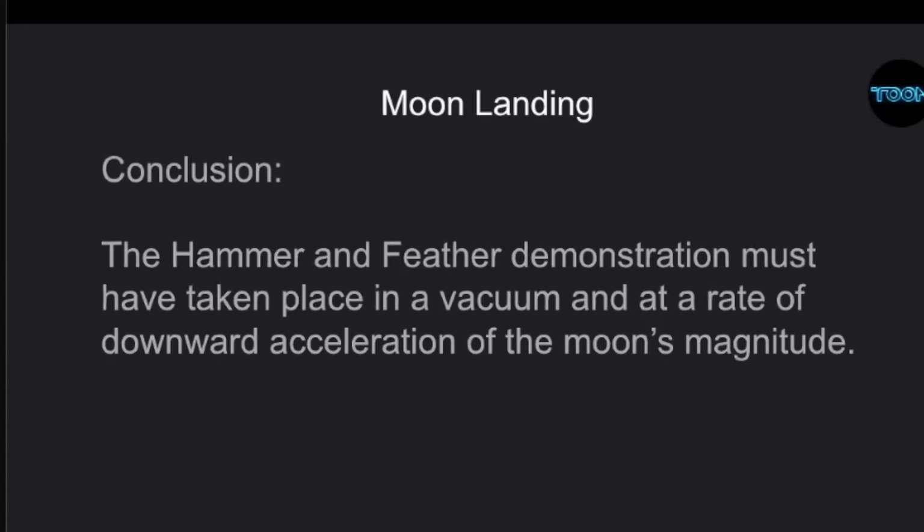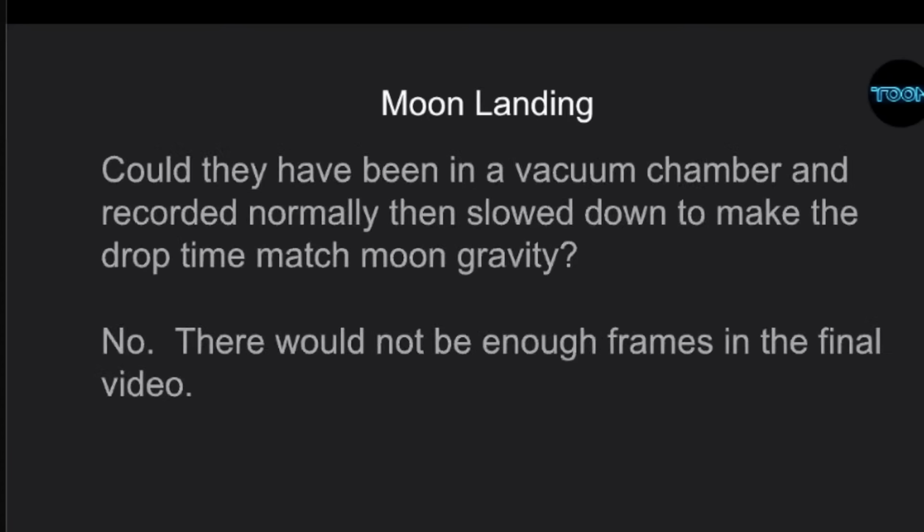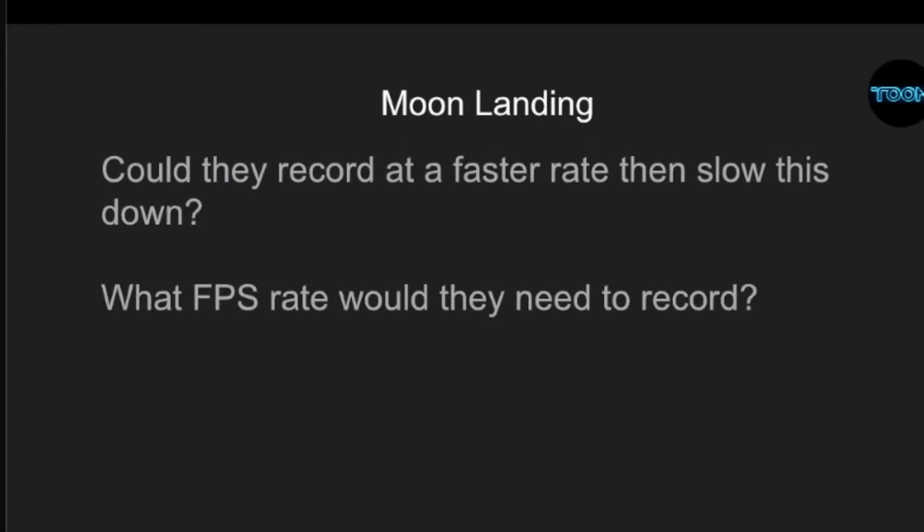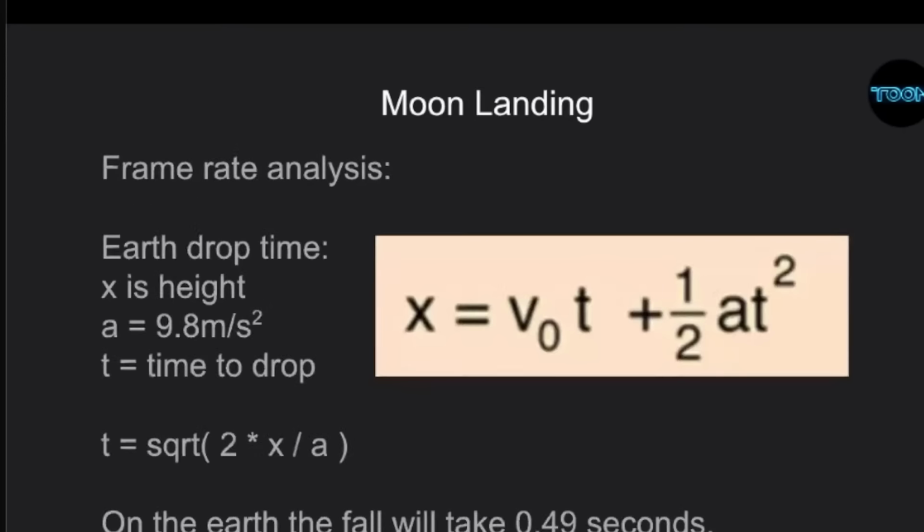Conclusion: the hammer and feather demonstration must have taken place in a vacuum and at a rate of downward acceleration of the moon's magnitude. Could they have been in a vacuum chamber and recorded normally, then slowed down to make the drop time match? Well, no, there would not be enough frames in the final video. Could they record it at a faster rate and then slow down? What frame rate would be necessary to do it? I did the math here.